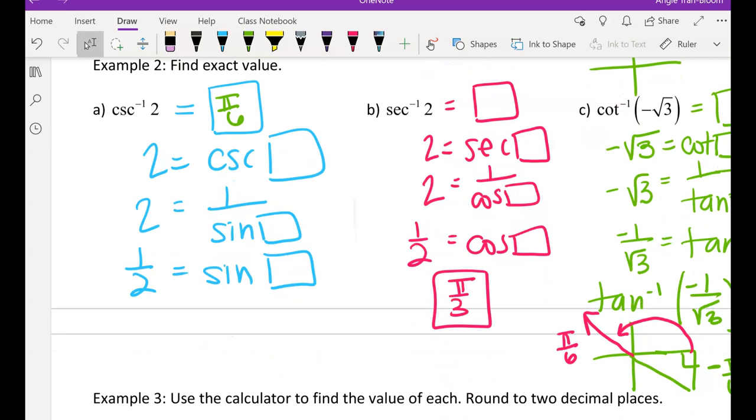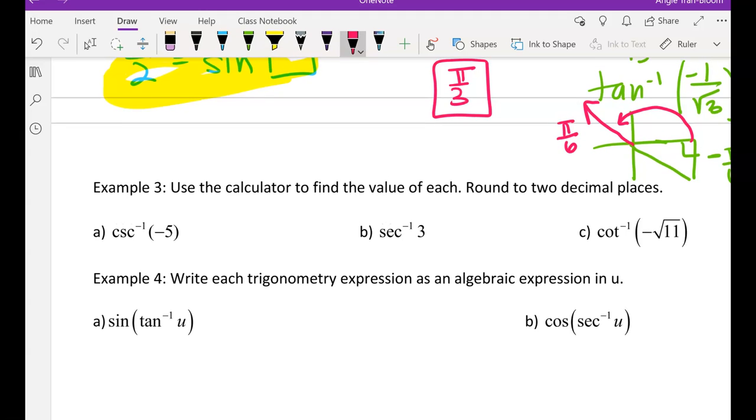I'm going to go back to Tim's method. Can you see this right here? We flipped it, right? Now how would you punch this in your calculator? Do you do 1 over sine inverse, or do you do sine inverse and then flip the inside? We have to take the reciprocal of the inside ratio. So in this class, you have to do sine inverse of what?